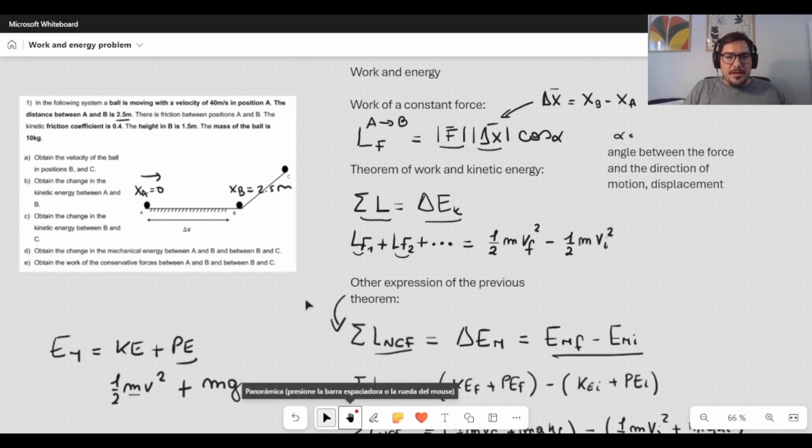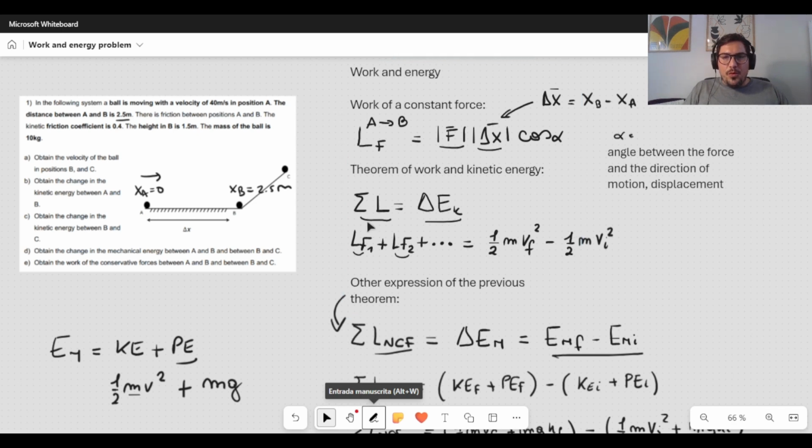In a moment, we are going to solve the problem splitting the total motion between A and B, because that's a horizontal motion. And then between B and C, because here between B and C we have no friction and there is a change in height. Therefore, we are going to split the problem in two stages.